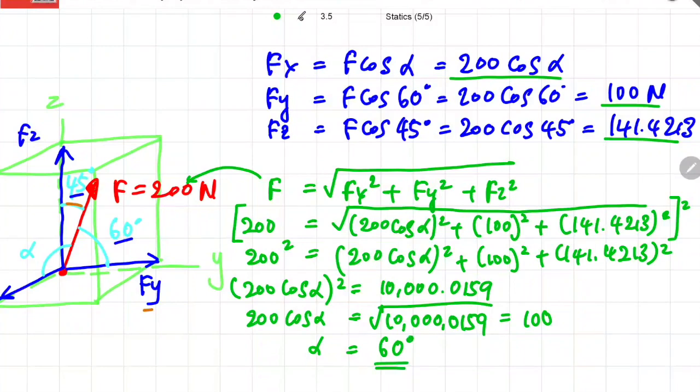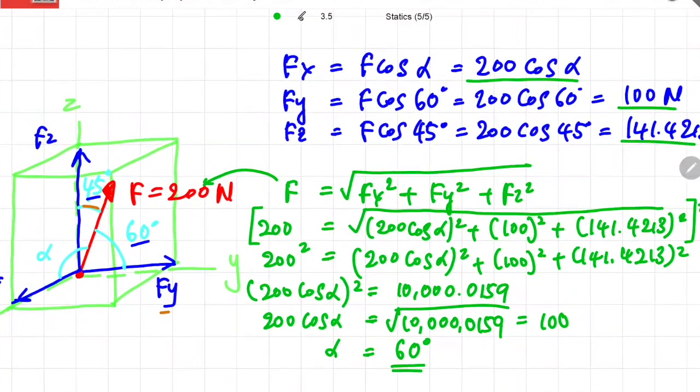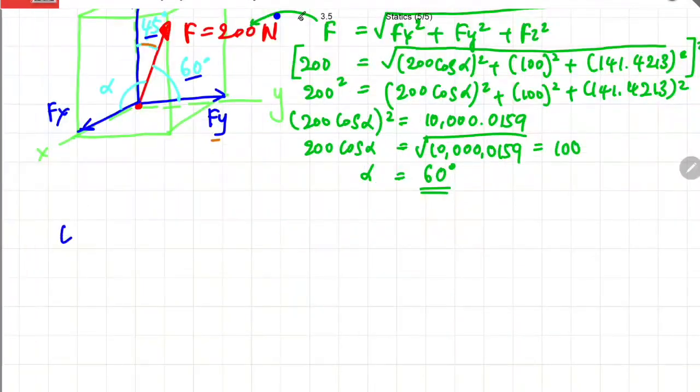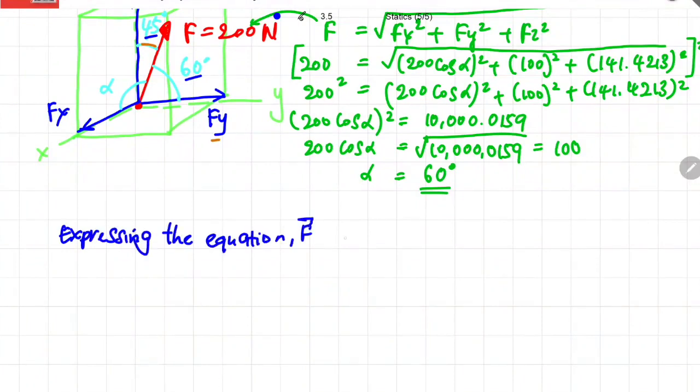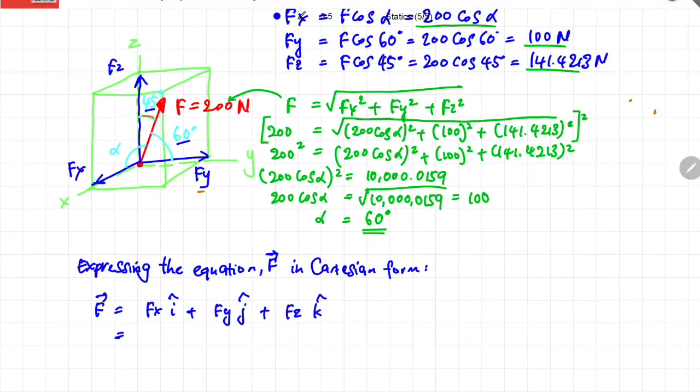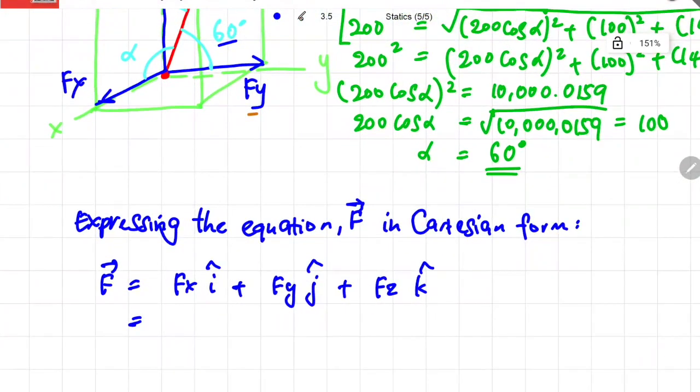Okay, dah habis dah ke? Not yet. Remember, the question asks you to represent the vector f in Cartesian vector. So, you have to put it in the IJK format. Vector f would be equivalent to the magnitude of fx along the I direction plus the magnitude of fy along the j direction and plus the magnitude of fz along the k direction. Sekarang ni, semua value ni dah ada, dah complete. So, you just substitute it into your equation.